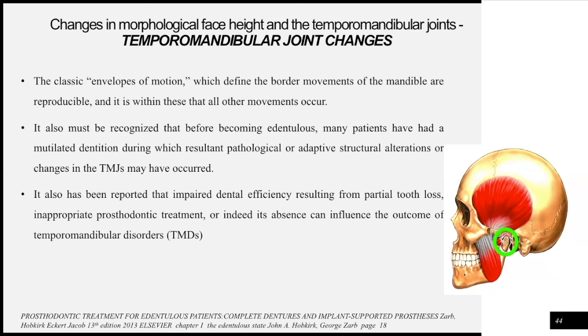It has also been reported that the impaired dental efficiency resulting from partial tooth loss, inappropriate prosthodontic treatment, or its absence can influence the outcome for the TMDs. A combination of adjunctive prosthodontic care, including restoring the vertical dimension, soft liner together with appropriate pharmacological and supportive therapy, is usually adequate to provide the patient with comfort.